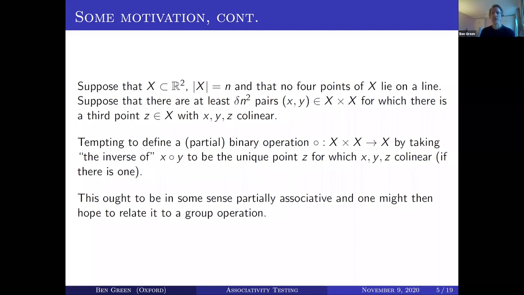Quite often there will be another point Z on the line. And then one feels that maybe this ought to be somehow partially associative. Maybe one can prove that just from the combinatorial data that there are many collinear triples. And then maybe from that, you might be able to relate it to a group operation and hence put things on a cubic curve. Now, as it turns out, I basically don't know how to do any part of this strategy whatsoever. But that's sort of what motivated me to be interested in these sort of questions.